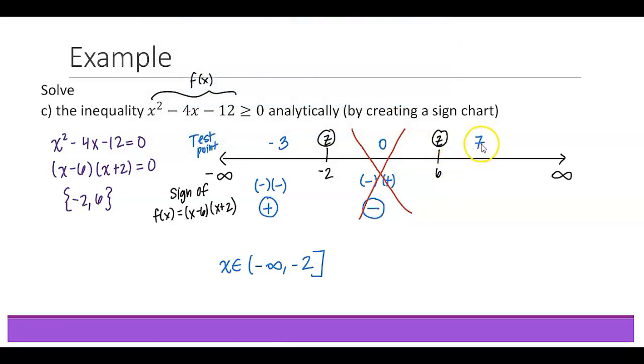And then finally, I go ahead and test 7 into each factor. 7 minus 6 is positive, and 7 plus 2 is positive. So I have a positive times a positive. Overall, I have positive. And again, I wanted to know when am I greater than or equal to 0. So I want positive intervals. So I do want to include the interval from 6 to infinity. 6 was where I was equal to 0, so I want to include 6 and go all the way to infinity. And we did do this graphically, so we know that this confirms the same answer.